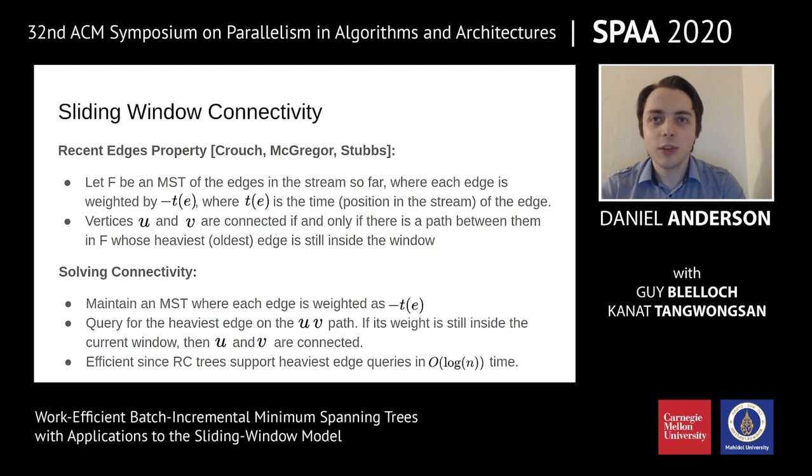And we just have to point out that since rake-compressed trees can support heaviest edge queries in log n time, this allows us to support those connectivity queries in just log n time. And using our tools for batch-incremental MST, we can support the add edges operation in order k log(1 + n/k) work for a batch of size k.